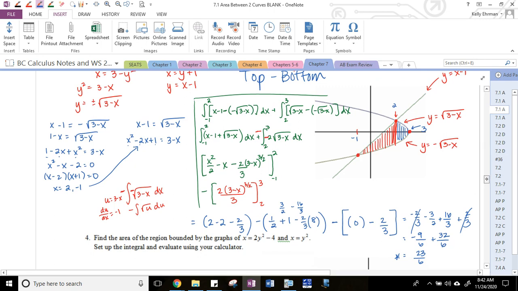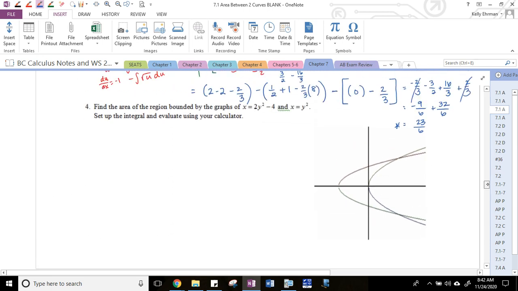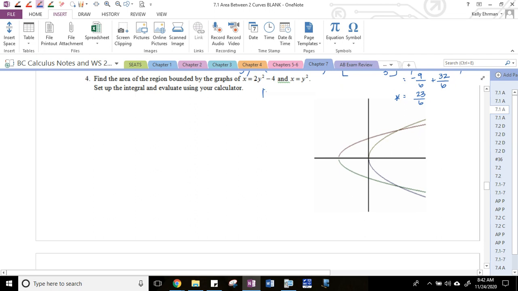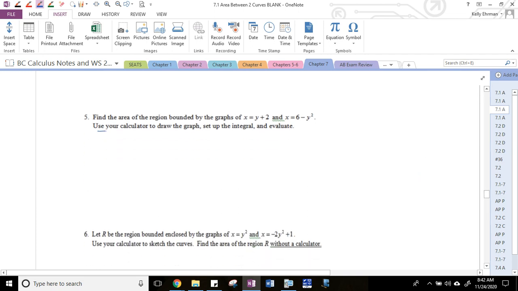Okay, I'm going to get cut off in a couple of minutes. So let's look through the rest of the packet. Pay attention to whether you're in terms of y's, so that you're going right minus left, or if you're in x's, top minus bottom. Use your calculator to draw the graph, set up the integral, and evaluate. Okay, so when the calculator is allowed, and on my key I'm showing, I have a screenshot of my calculator, so if you need to look at my PDF key, please do that. Use the calculator on this, and when you find your bounds for A and B, don't round.